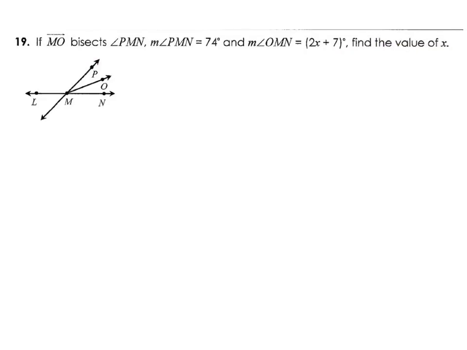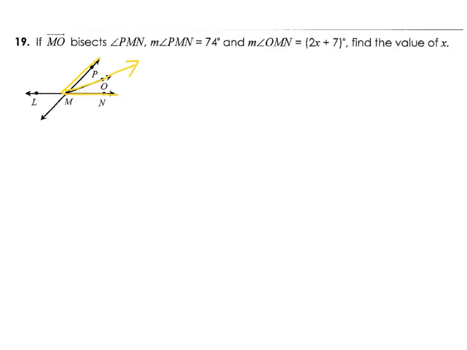All right, the last example we're going to do together today is number 19. And I apologize for these video notes being a little long, but there's lots we had to go over today. All right, so ray MO bisects angle PMN. So angle PMN is this one right here. And MO bisects that angle.